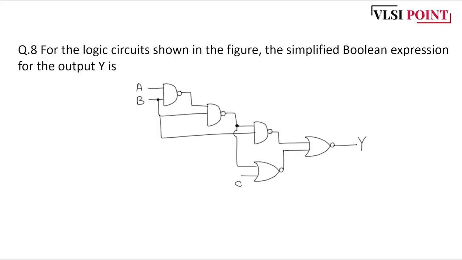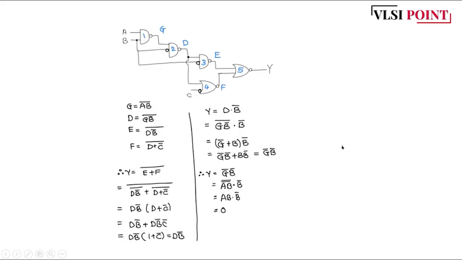Let's move to question number 8. For the logic circuit shown in the figure, the simplified Boolean expression for the output Y is 0, A, B, C. So basically they have given a circuit where we have to find Y. What is exactly the value of Y? We'll follow our regular approach, just numbering the gates and giving the outputs some nomenclature D, E, F, G, like that. Let's solve one by one.